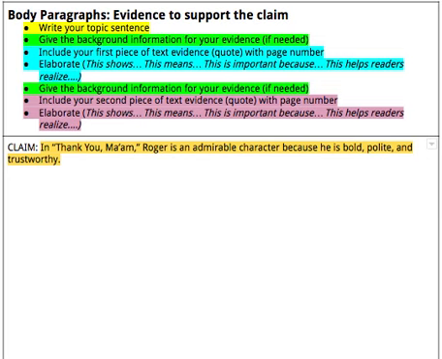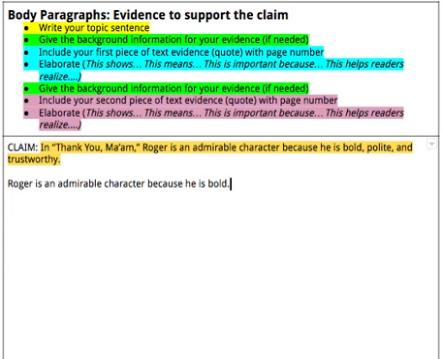So my claim is, in Thank You Ma'am, Roger is an admirable character because he is bold, polite, and trustworthy. And just to remind you, we are working with Thank You Ma'am by Langston Hughes. So the first thing that we need to do, according to this document that I'm looking at, is write our topic sentence. So my topic sentence is actually straight out of my outline, and my topic sentence is also known as my reason. So the first reason that Roger is an admirable character is because he is bold.